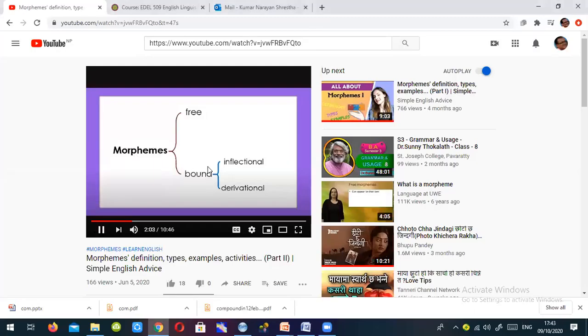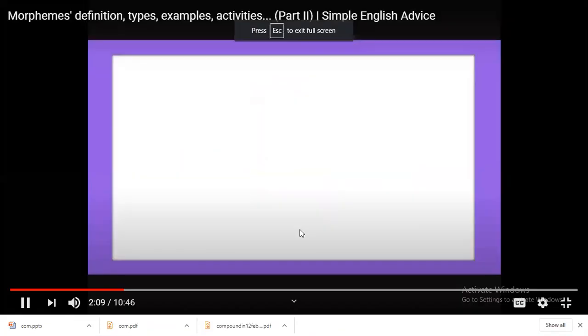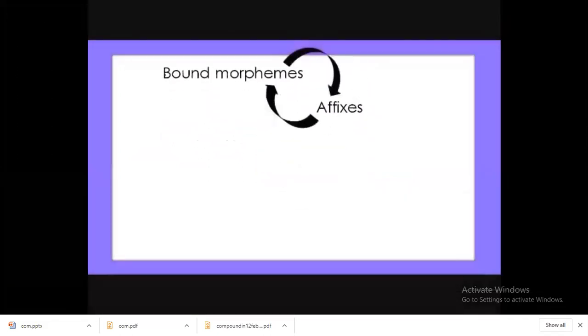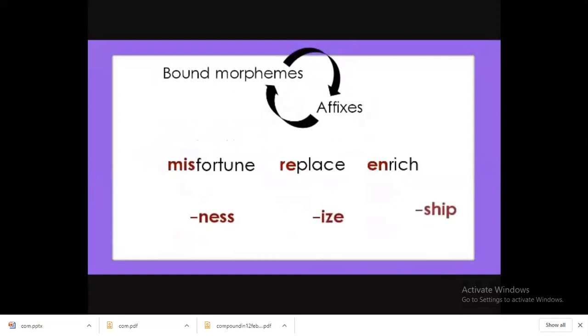Derivational morphemes change meaning or part of speech or both. Bound morphemes are also affixes, and affixes are bound morphemes. Have you noticed that some bound morphemes seen here go at the beginning of the word and some others go at the end? Affixes cataloging lets us know the position of the morphemes.